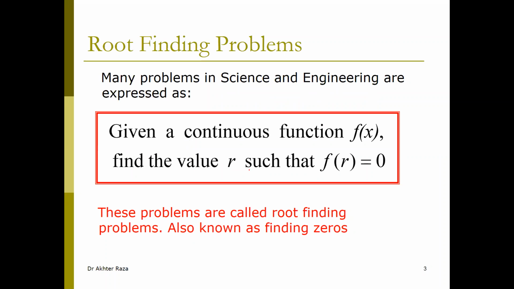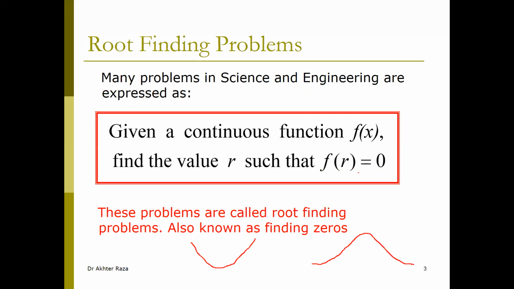Root finding. Many problems in science and engineering are expressed as continuous functions. I told you the meaning of a continuous function: there is no break within the limit of the function. This is the graph of the normal probability distribution, there is no break in it. This is a parabola, a simple quadratic function, with no break. If there is no break, we call the function continuous. Given a continuous function, we find the value of r such that f of r is equal to 0, or y is equal to 0.